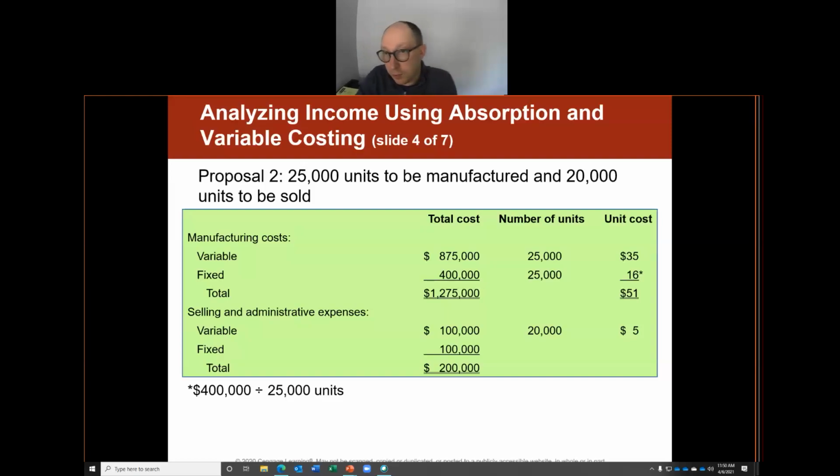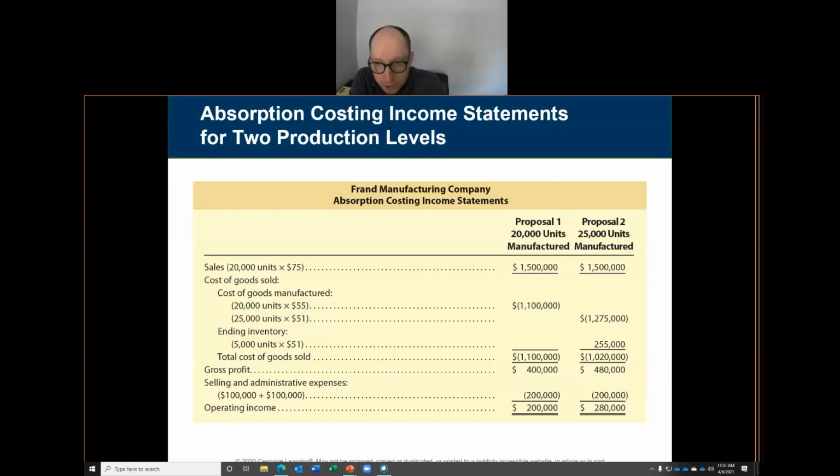Now, let's put the two proposals side by side on our income statement. And we'll do it first for absorption costing. Under absorption costing, we can see that proposal 2 is the better option. Why would I say that? Take a look at your sales. We're only going to sell 20,000 units at $75 per unit. So both proposals are the same, 1.5 million in sales.